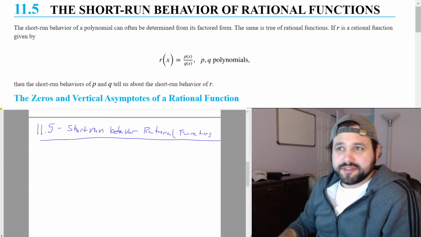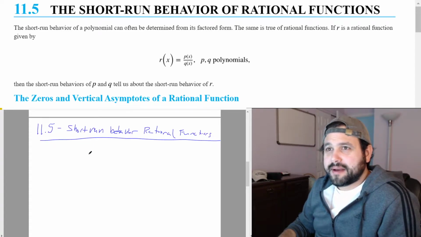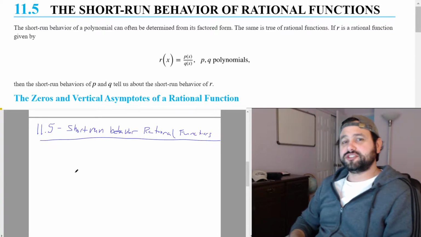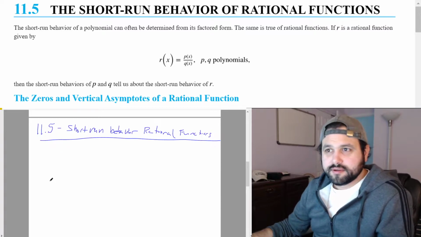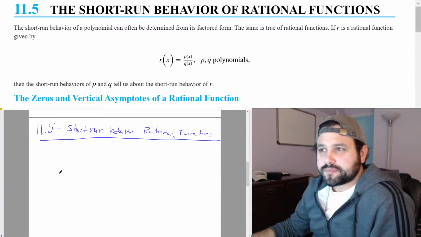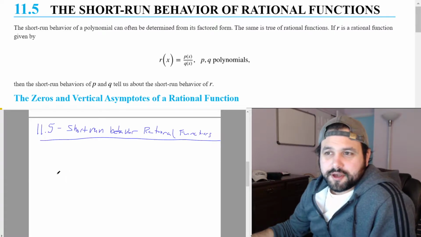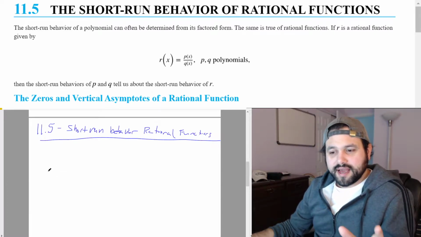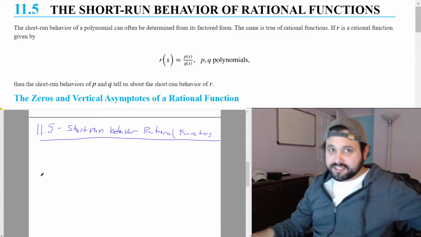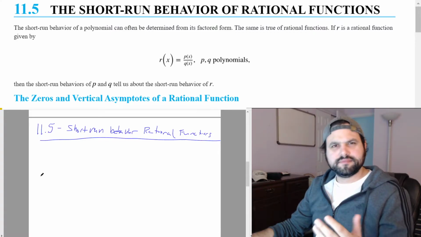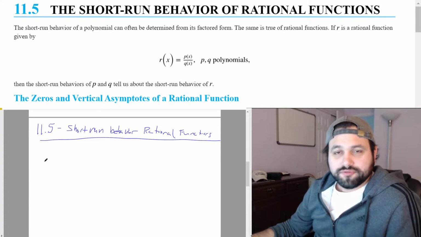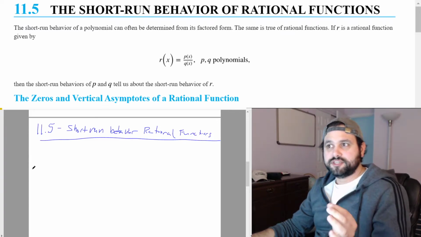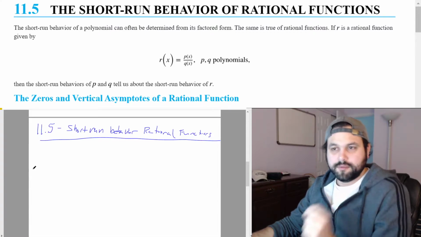Alrighty, welcome back to 11.5. We're talking about the short run behavior of rational functions now, where long run or end behavior of rational functions was looking at when x is approaching positive infinity or negative infinity. Short run behavior is looking at when x could be just some specific number.